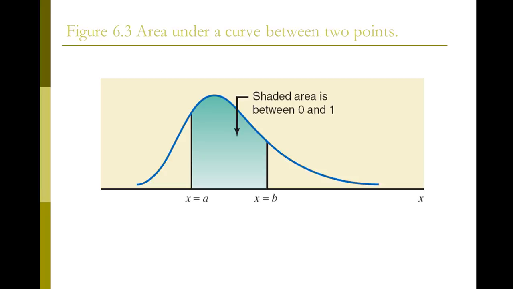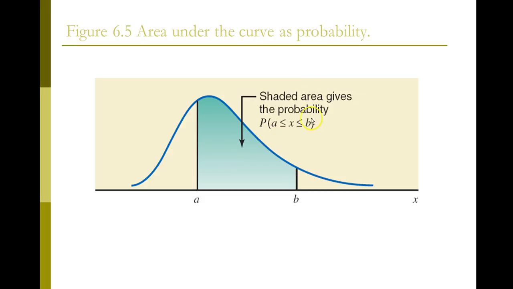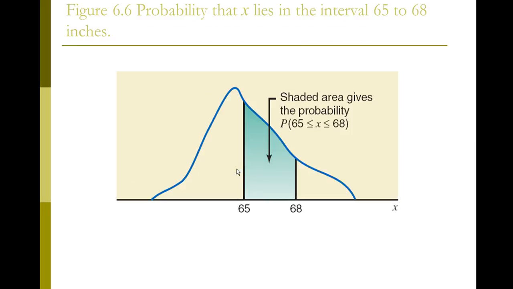And we get the probability by looking at the area. So if you want to know the probability that x is between a and b, you look at the area underneath the curve. So the total area should be 1 or 100%. So the probability that x is between a and b is going to be the area under the curve. So if this was the curve and we wanted to know 65 to 68 inches, the probability that x is between there would be the area under this curve.